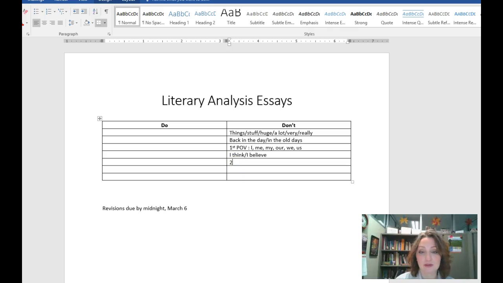Similarly, you want no second person point of view, which is you and your. Since you are not directly addressing your reader, you're writing to a more formal audience who might read it later, you want to avoid using you and your.